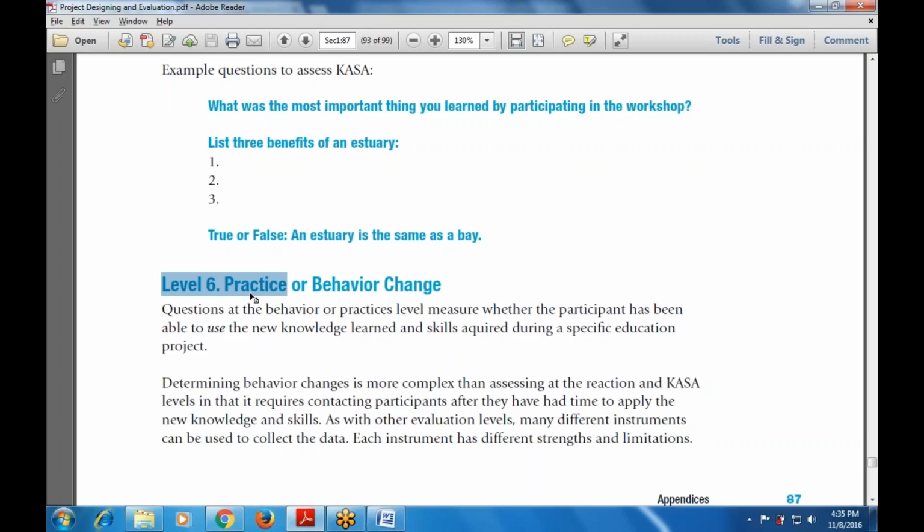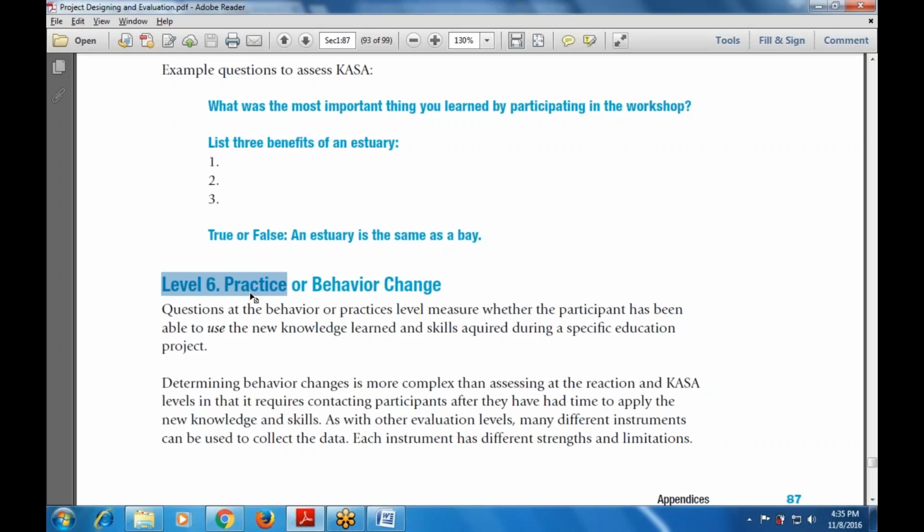So the questions used at the behavior or practices level also measure whether the participants have been able to use the new knowledge learned and the skills acquired during a specific education project.